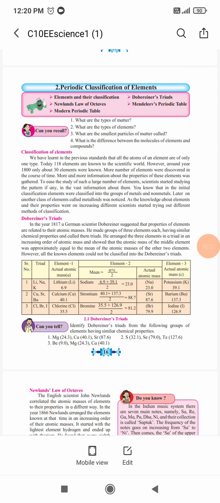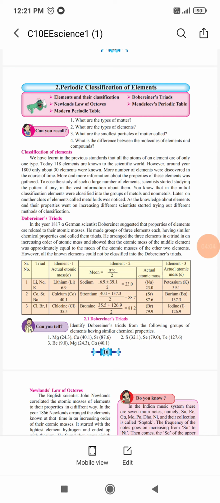But Dobereiner's triads are not exactly correct everywhere. In the case of magnesium, calcium and strontium, you can check whether the property of Dobereiner's triads holds. Magnesium is 24 and strontium is 87. When you add them, it is nearly 130 and dividing by 2, you get about 60. But here calcium is 40, so we can't say that magnesium, calcium and strontium form a Dobereiner triad.